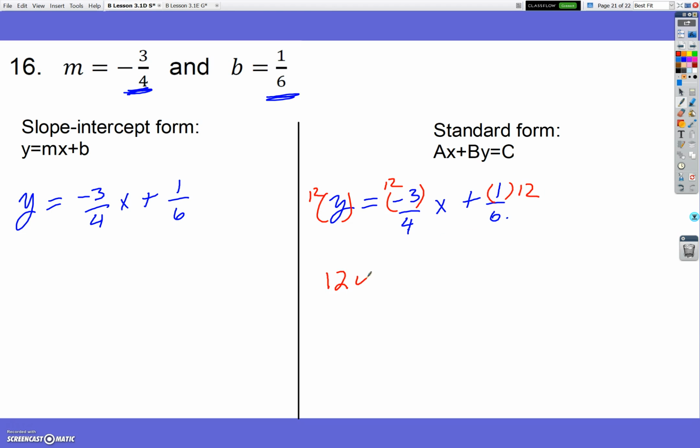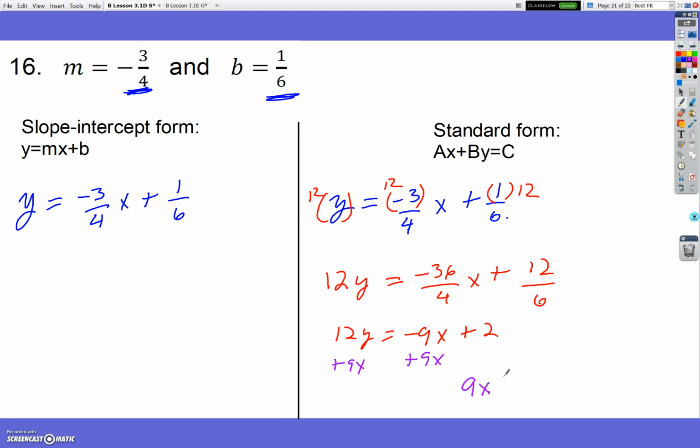This would give me 12y is equal to negative 36 over 4x plus 12 over 6. This would reduce to 12y equals negative 9x plus 2. Now remember, you need to have both variables on the left side of the equal sign, so I'm going to add 9x to both sides, which will give me a final answer of 9x plus 12y is equal to 2. Last thing you want to make sure is that your a value, remember the a value is attached to x, is positive. This is a positive 9, so I am done there.